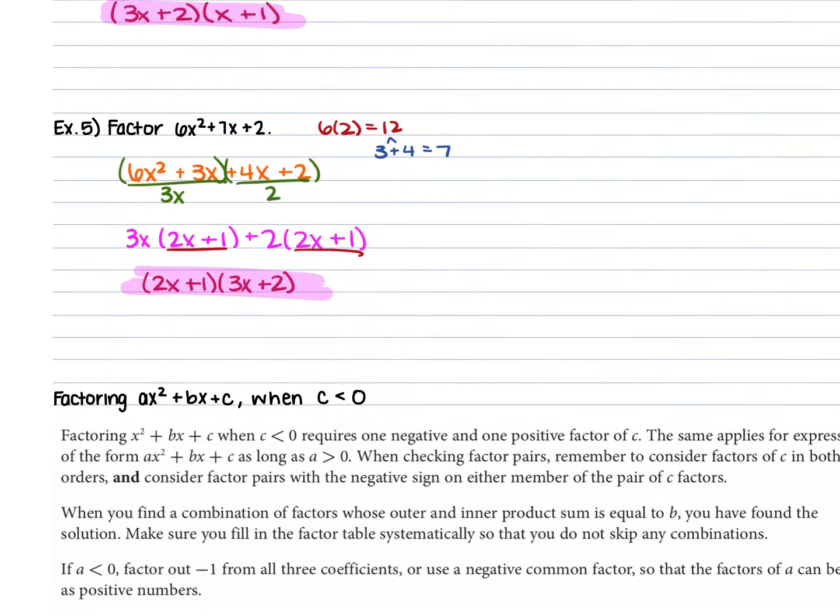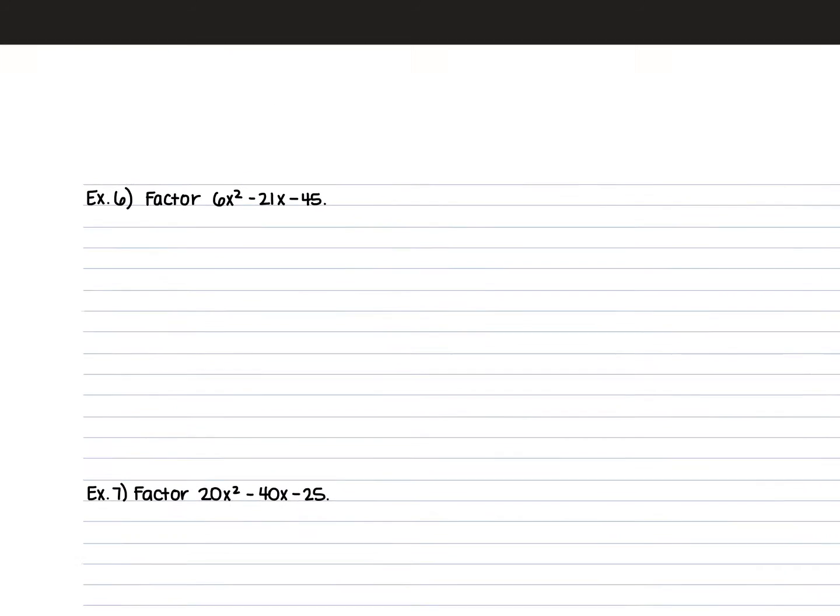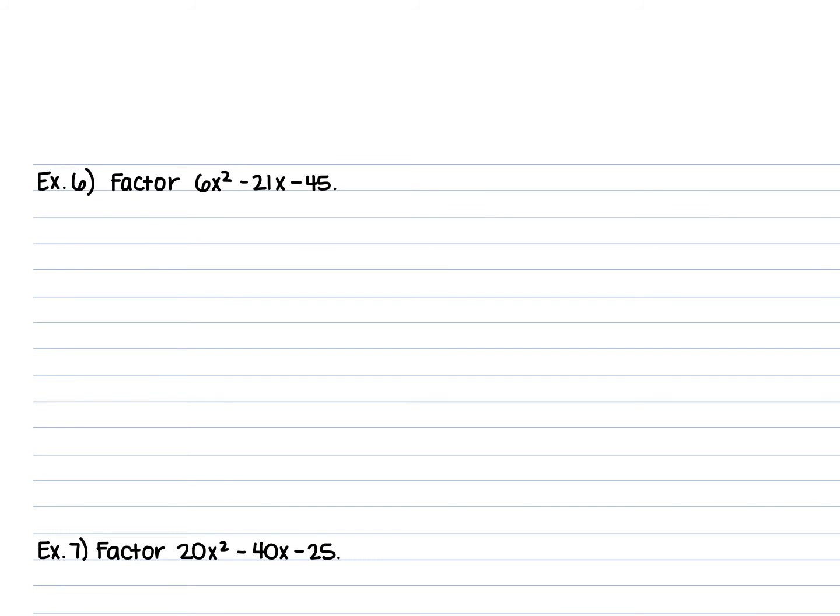For the next part in our lesson, we're going to be working where that c term is negative. So if we look at example 6, we have 6x squared minus 21x minus 45. When we look at this, we see that all three of those terms are divisible by 3. So we're first going to factor out a 3 from each of these. So we're going to have 3 times (2x squared minus 7x minus 15).